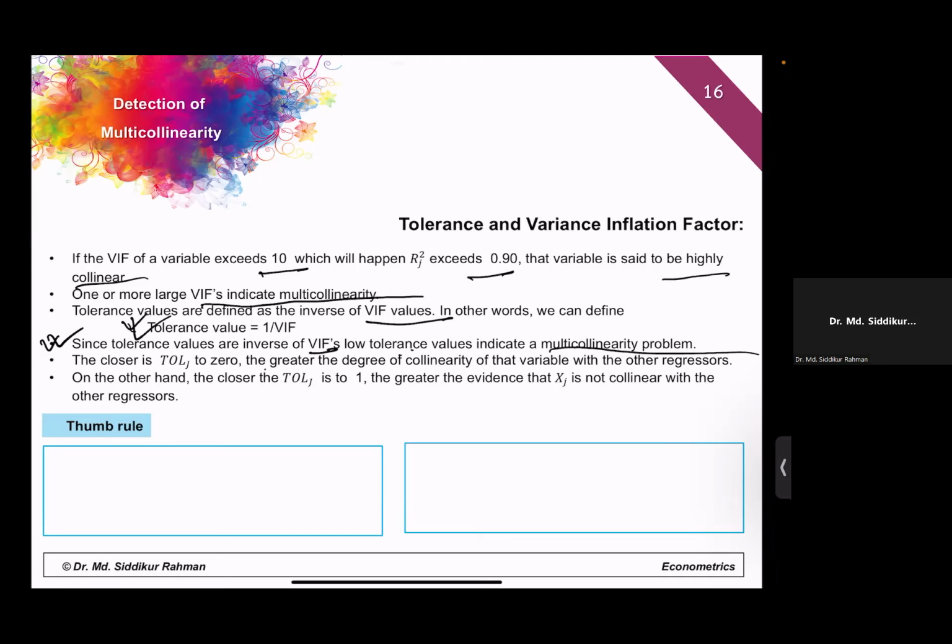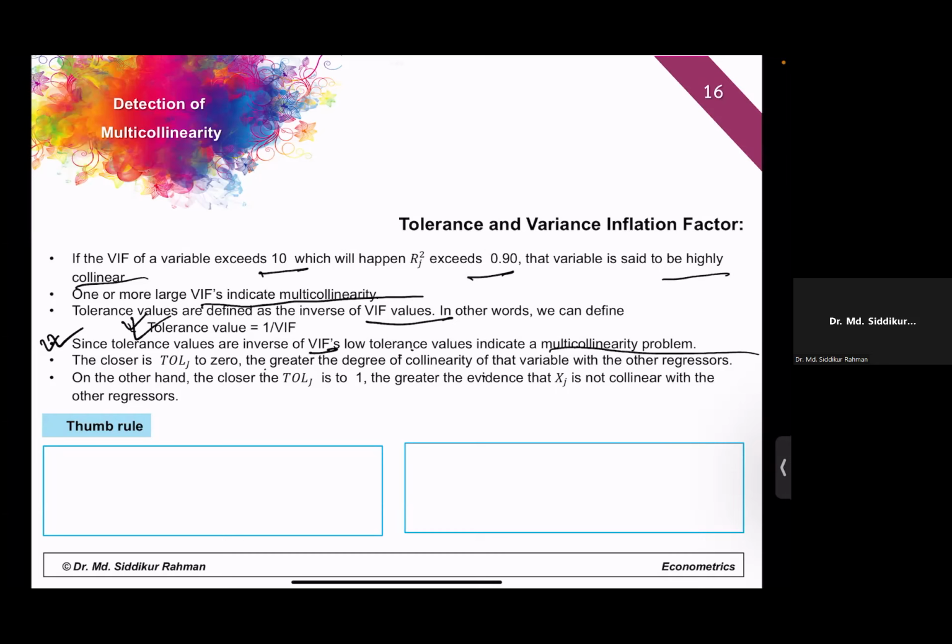The closer the tolerance is to 0, the greater the degree of collinearity of that variable with other regressors, right? On the other hand, the closer the tolerance is to 1, the greater the evidence that X is not collinear with the other regressors, right? So the range of the tolerance limit is 0 to 1. If the tolerance value is closer to 0, it means there is a high degree of multicollinearity. But if the tolerance limit is close to 1, it means there is a lower possibility of multicollinearity problem. You understand? So the message is very clear from this slide.